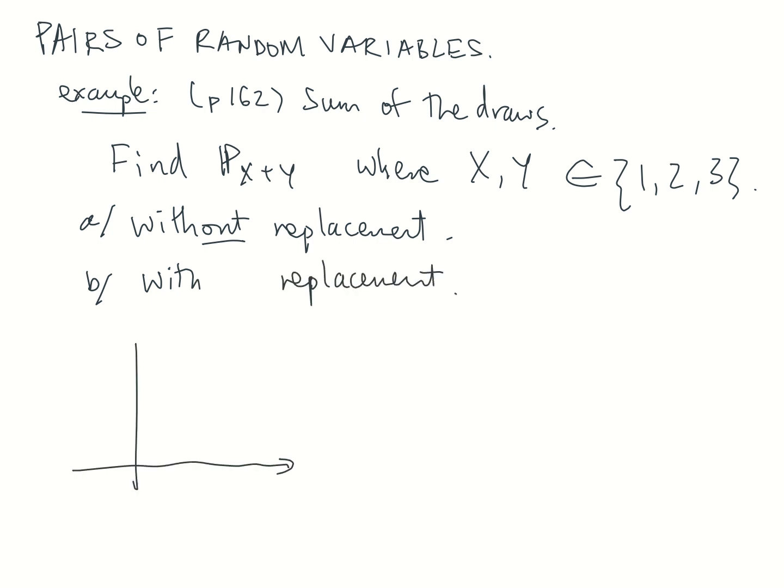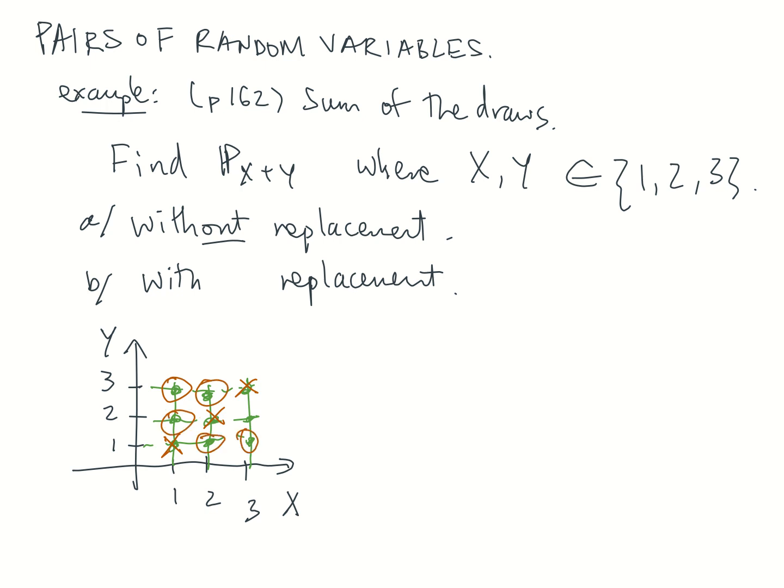So we can visualize the joint distribution of X and Y as points on a 3x3 grid. As seen in your book, if we're sampling without replacement, then we cannot get points on the diagonal of the grid. So in sampling without replacement, the joint distribution of X and Y is only supported on these remaining 6 points. And it is uniformly distributed among these 6 points.